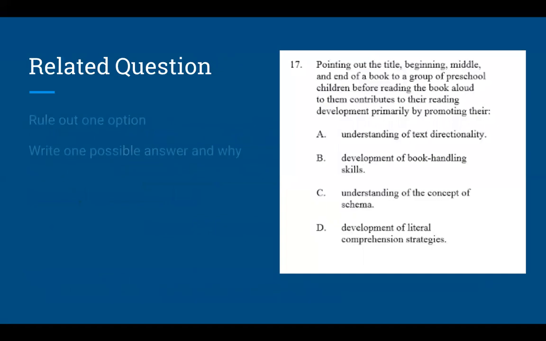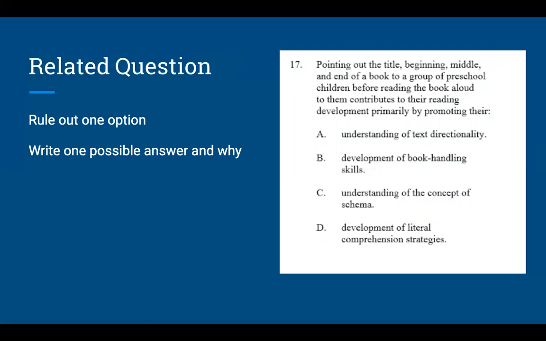And then pointing to the title, beginning, middle, and end of a book to a group of preschool children before reading the book aloud contributes to their reading development primarily by promoting their A, understanding of text directionality, B, development of book handling skills, C, understanding of the concept of schema, and D, development of literal comprehension strategies. So, development of literal comprehension strategies, again, we can look at our framework.